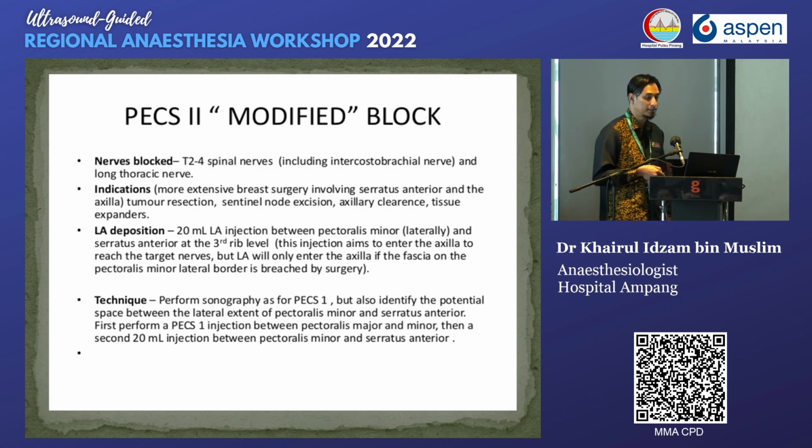Okay, so the technique is the same as PECS 1, but we also need to identify the potential space between the lateral extent of the PEC minor and serratus anterior. Okay, so first we perform PECS 1, but usually, personally, I perform the second injection first, then I withdraw my needle to perform PECS 1.